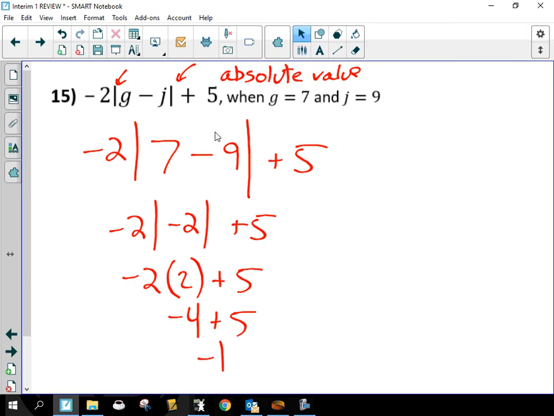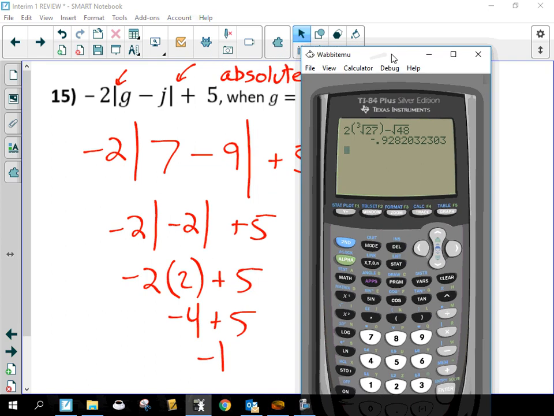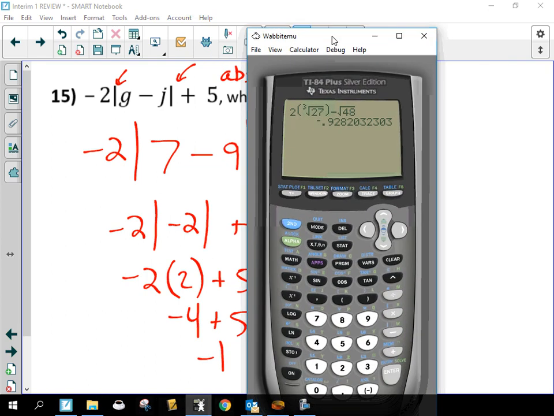Once again, it is possible to do this whole problem on the calculator. Let me see if I can bring this over here so we can see it. So what you would do is you would just go -2, and you go math, and if you go over one arrow, there's your absolute value. We would just go 7 minus 9, and then you would put the plus 5 outside the absolute value, hit enter. Oh, sorry, it's +1.